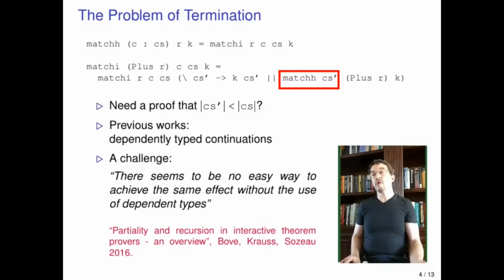The problem of termination for this algorithm has actually been studied by a number of previous works. You can see the main problem right here in this little part that I pulled out from the code we were just looking at. We have matchH that calls matchI, and matchI wants to call back to matchH in this red highlighted call site. But it's calling it with this cs', just a value it got from its continuation. There's no obvious syntactic connection between cs' and cs. So it seems that you need something like a proof that the length of cs' is less than the length of cs, or something like this.